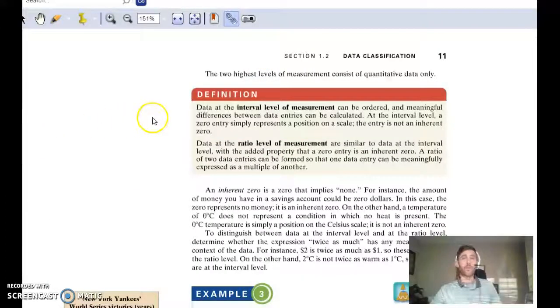The final two levels of measurement are interval and ratio level, and these can be put in order as well, but they also have more information that you can get from them. So if you think about the pain scale, the difference between an 8 pain and a 5 pain is 3, but that difference doesn't really mean anything.